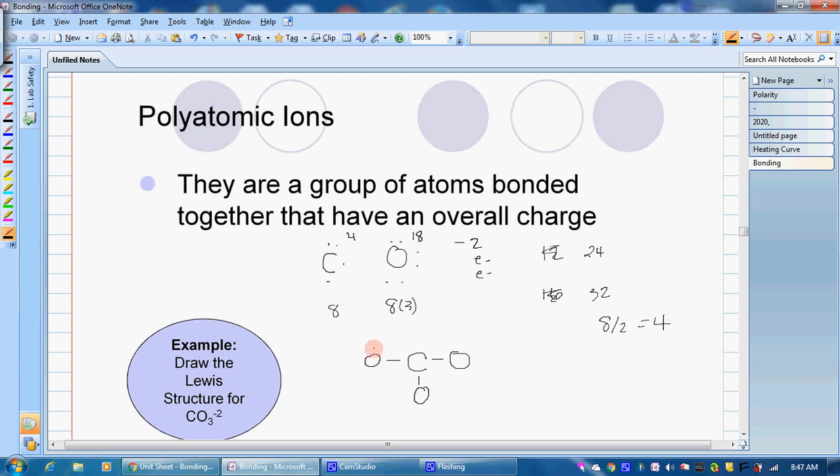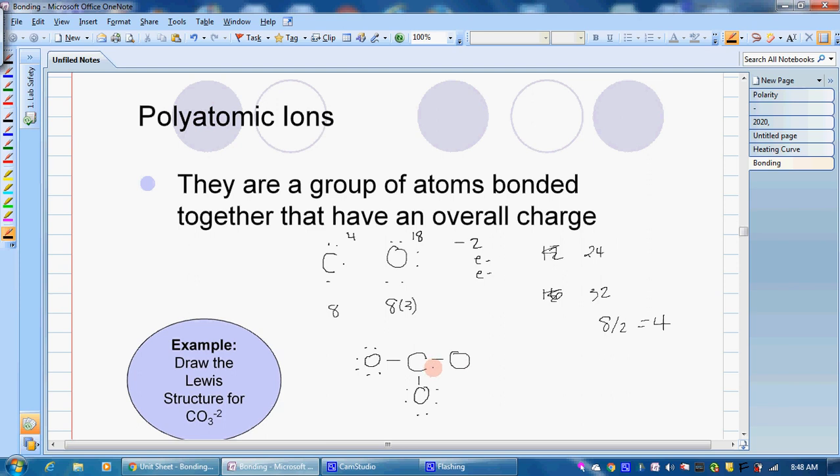So if we go ahead and we draw in our electrons for oxygen, this would give us a full shell here. And if we draw our oxygens in here, that would give us a full shell here. So that gives us 2, 4, 6, 8, 10, 12, 14, 16, 18 electrons. We're supposed to have 24. Carbon needs 2 more here, and oxygen needs 4 more.